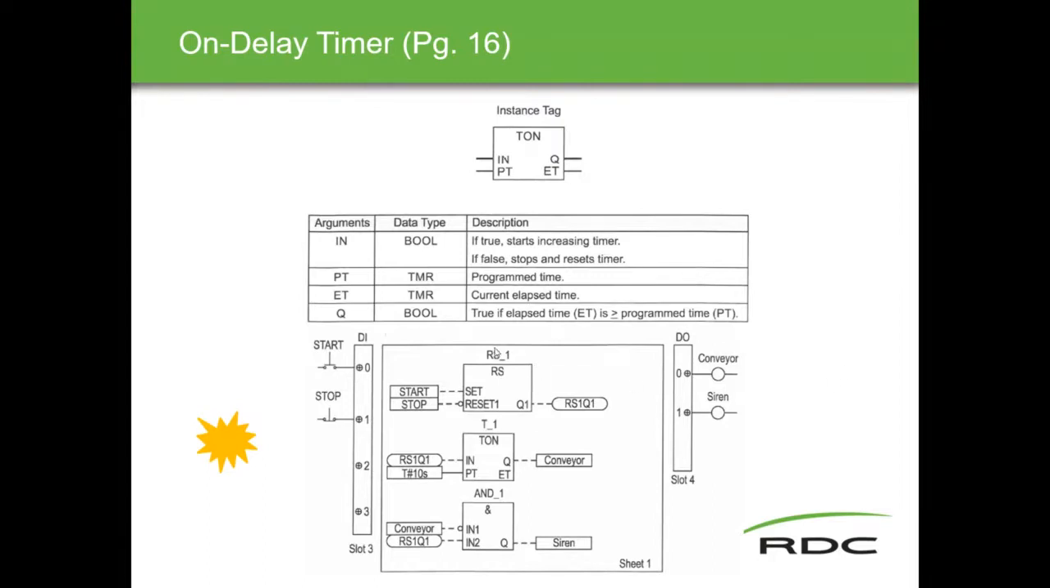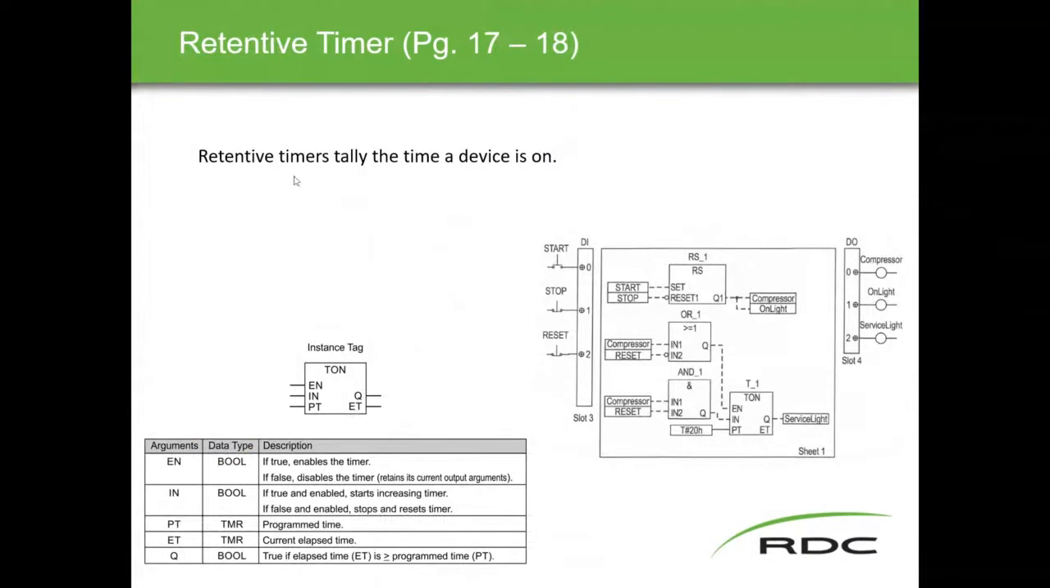On delay, no, we just did this one. Okay, retentive timer. Retentive, of course, means it retains a value. So retentive timers tally the time a device is on. The example here is the compressor. We have a compressor which has an on light and a service light.